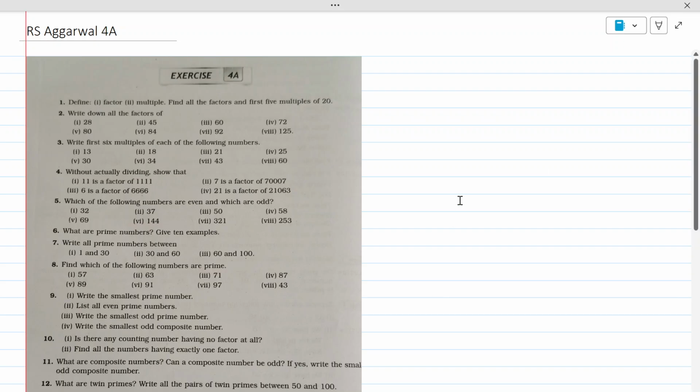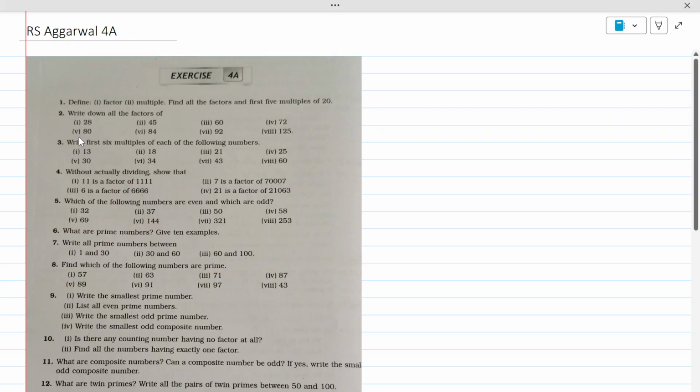Hello kids, let's do this chapter Prime Time from the RS Agarwal book. It is chapter number 4. Again, all the portions and questions which we have already covered, we are going to skip. That is homework for you, and the rest of the questions we are going to do now.